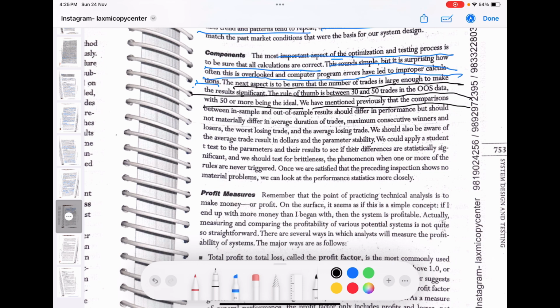We have mentioned previously that the comparison between in-sample and out-of-sample results should differ in performance, but not materially differ, right? So, you need to know that there should be some sort of parameter stability as well.